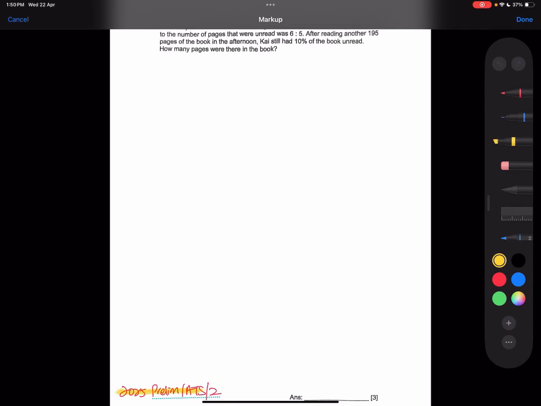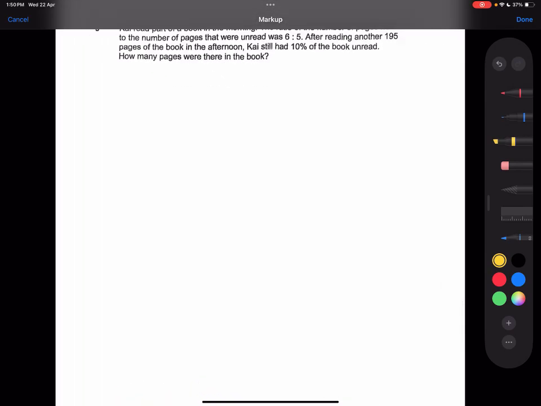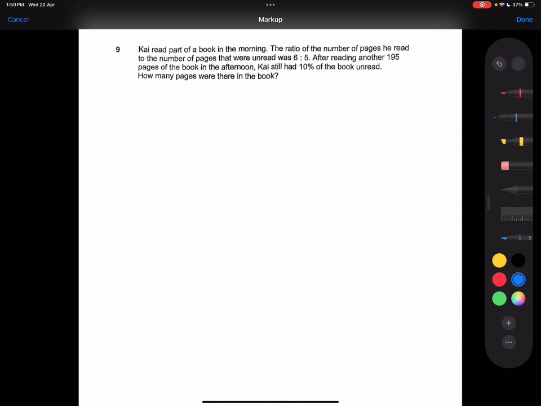2025 Prelim Eton School Paper 2, Question 9. Kai read part of a book in the morning. The ratio of the number of pages he read to the number of pages that were unread, read to unread, was 6:5. After reading another 195 pages of the book in the afternoon, Kai still had 10% of the book unread. How many pages were there in the book?